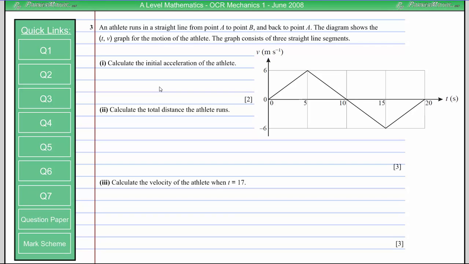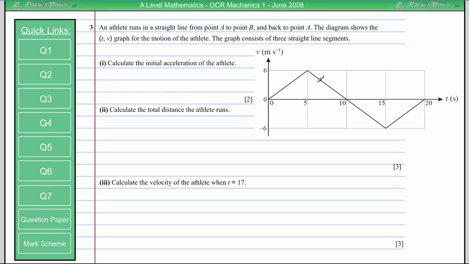Question 3. An athlete runs in a straight line from point A to point B and back to point A. The diagram shows the velocity time graph for the motion of the athlete. The graph consists of 3 straight line segments. In part 1, we need to calculate the initial acceleration of the athlete.